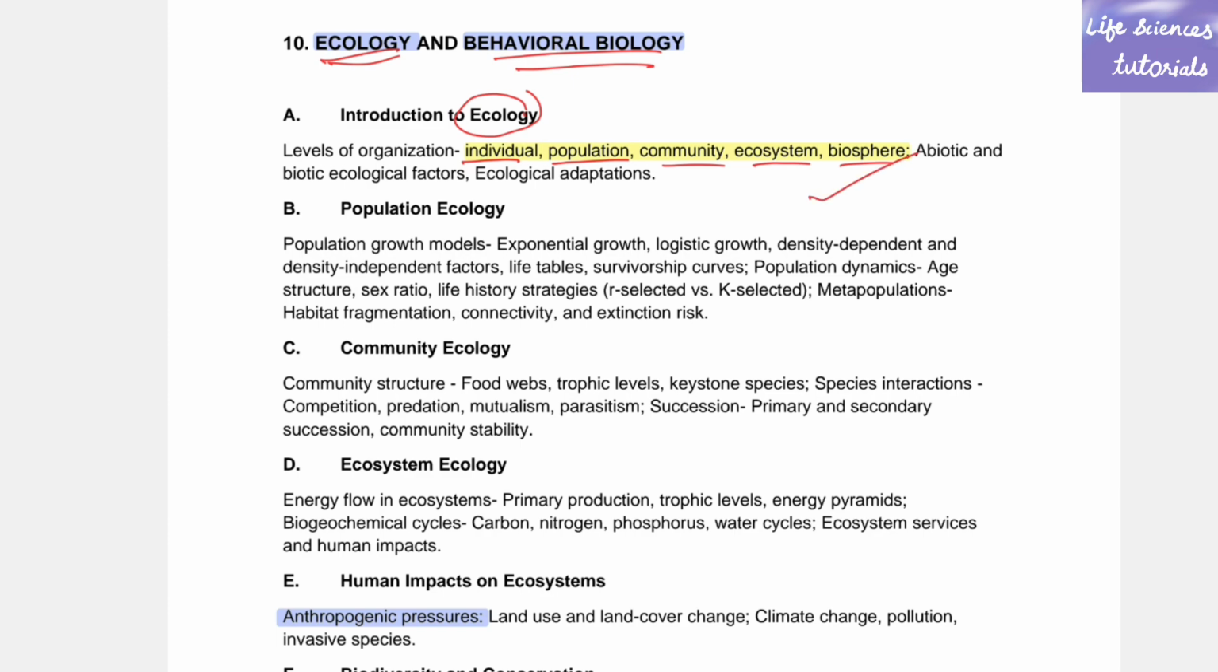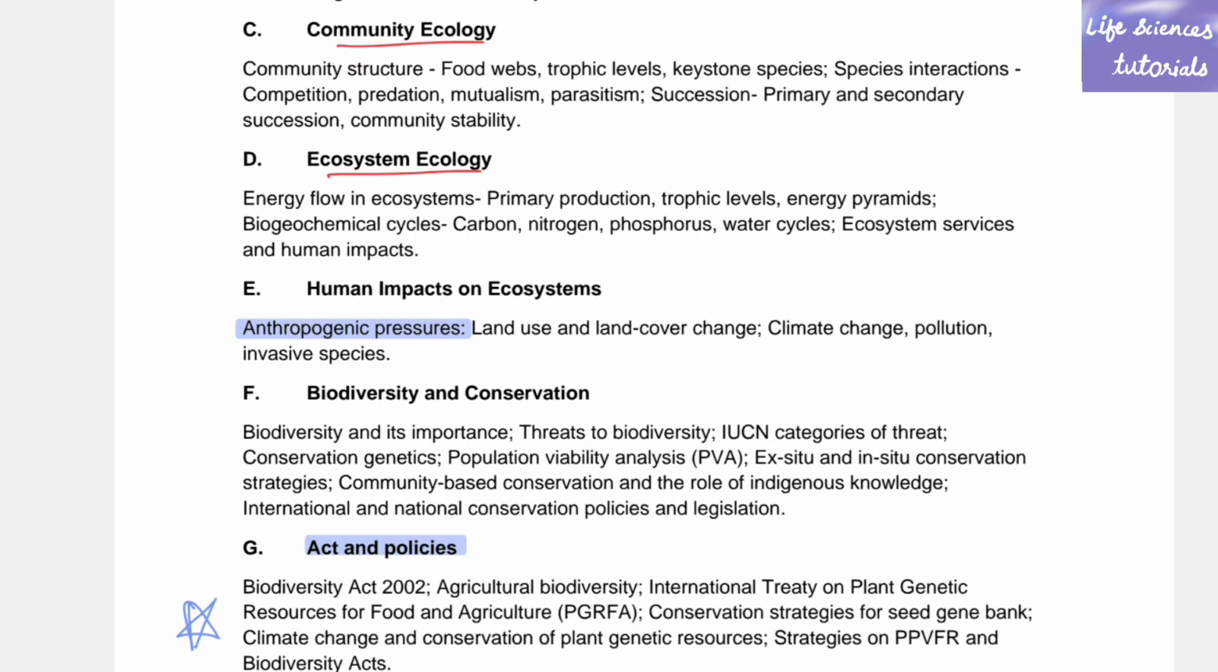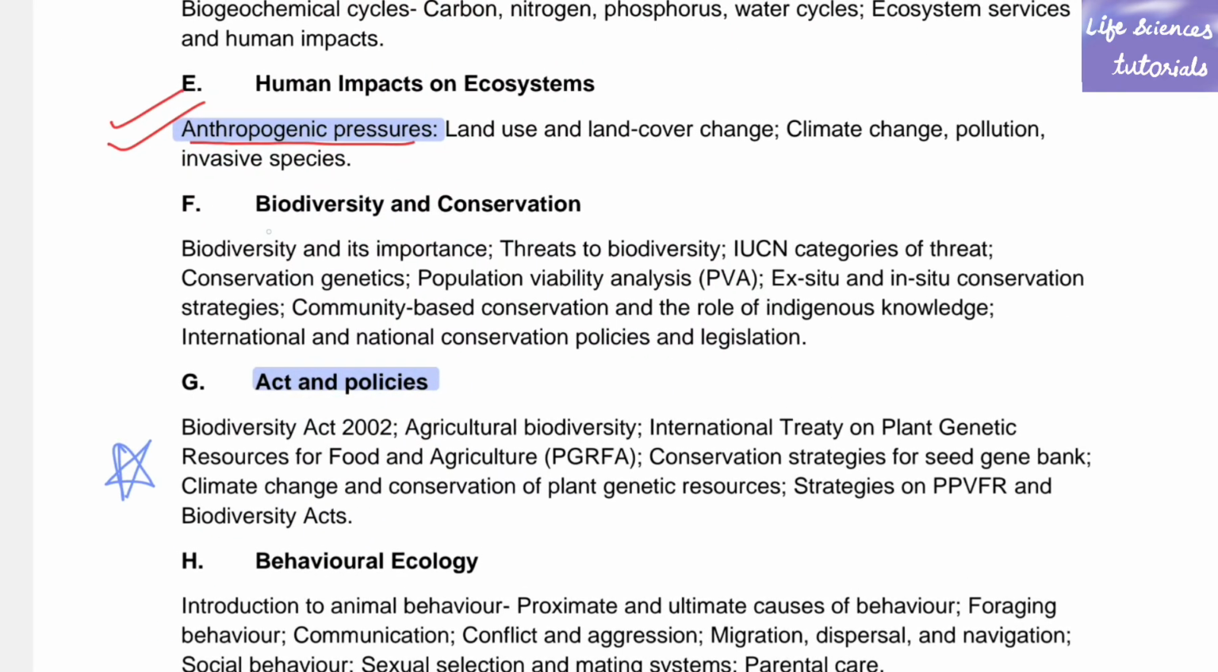Next, the same things, this is there in the old syllabus also, population ecology, community ecology, ecosystem ecology. And then, okay, this has been added, anthropogenic pressures. So how human activities have impacted various ecological processes, climate change, pollution, invasive species, this has been added. Apart from this, the biodiversity and conservation, a greater part of this was there in the old one also, and the same thing is here, threats to biodiversity, why we have to conserve, the IUCN categories, right? The different categories for conservation, population viability analysis, then ex situ and in situ conservation, everything is just the same.